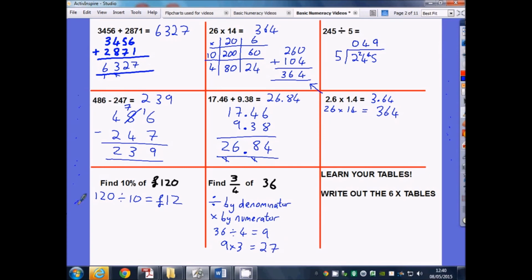Okay, so divide by the bottom, times by the top. Divide by the denominator, times by the numerator. Just get really confident. Keep saying that to yourself, and hopefully you'll be really confident with that one next time.